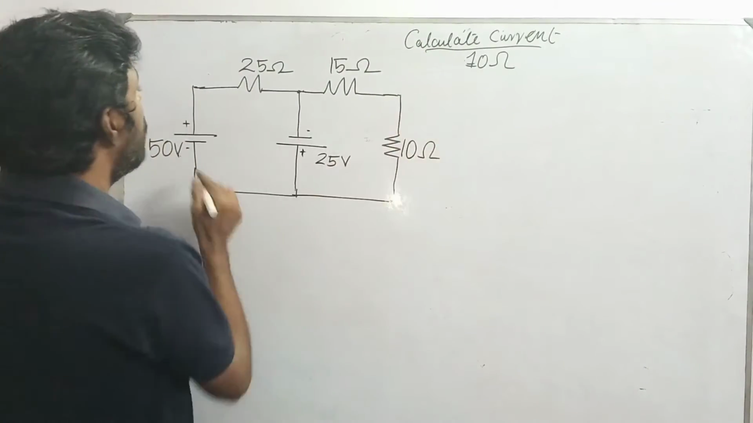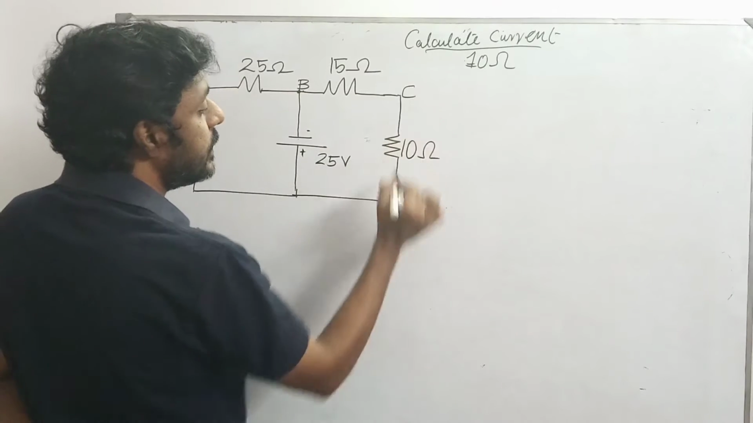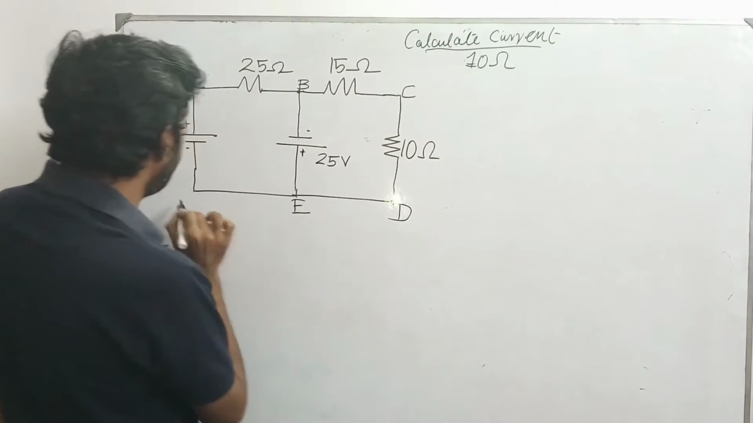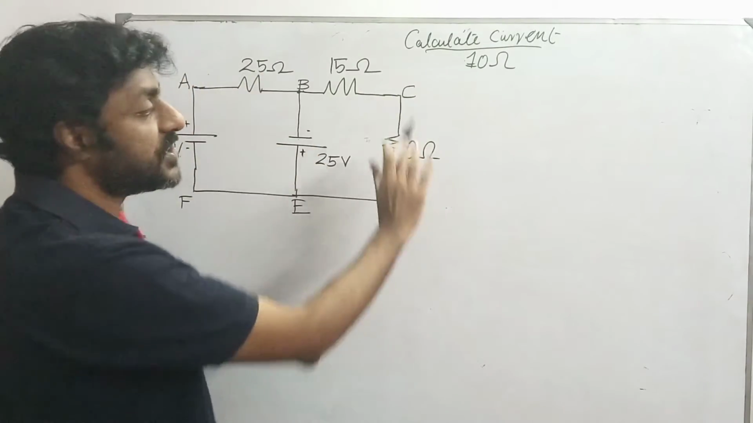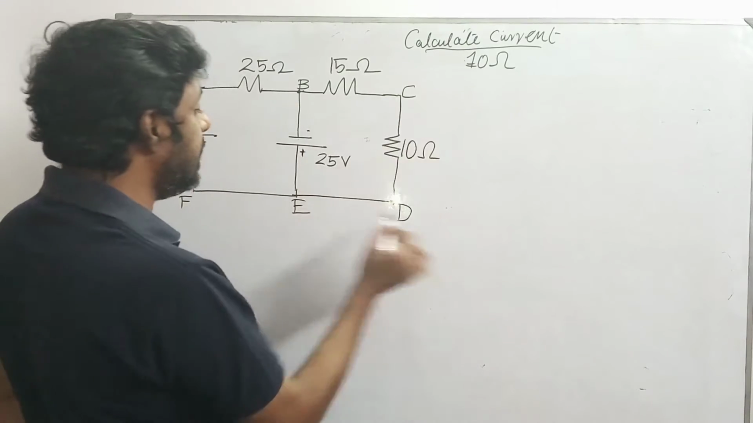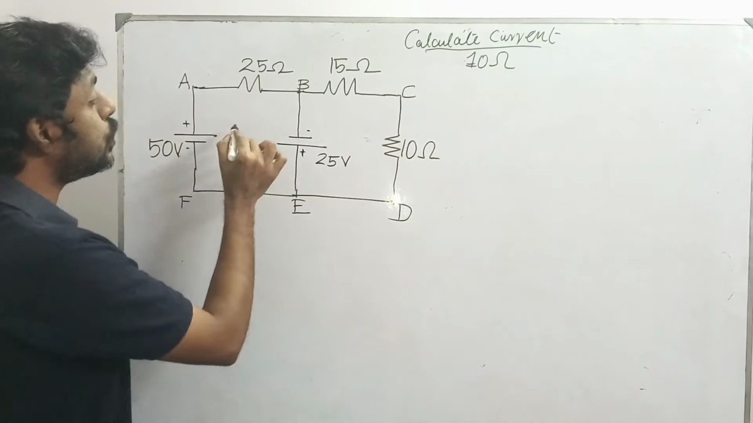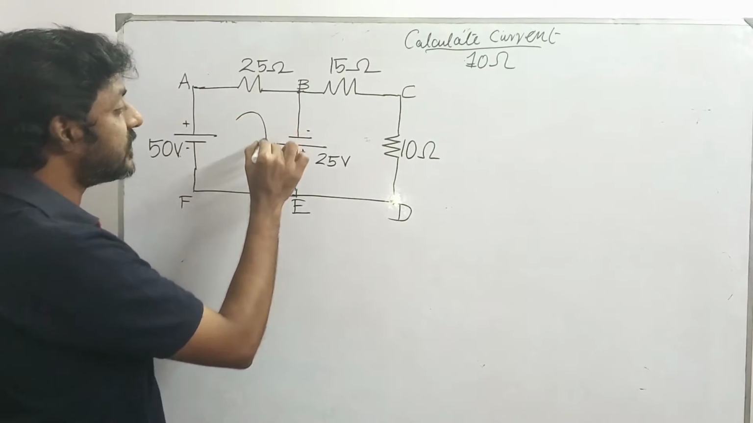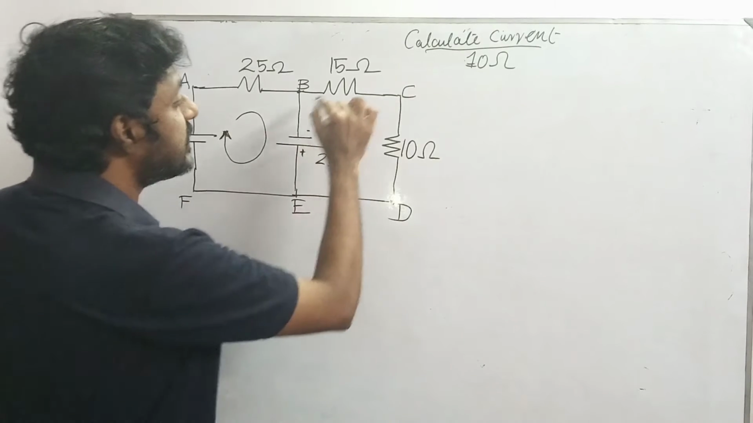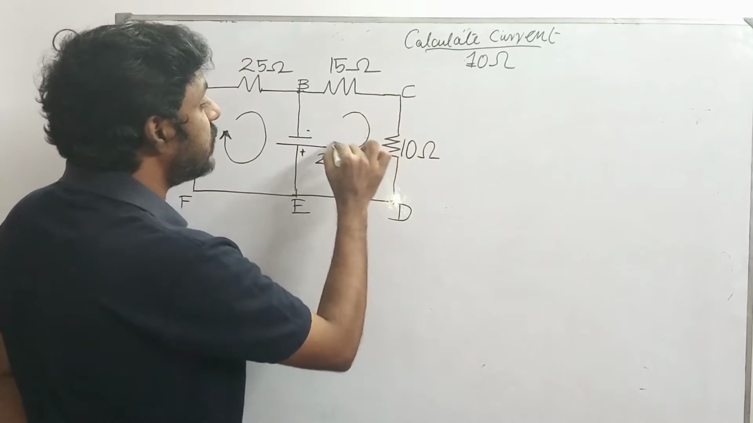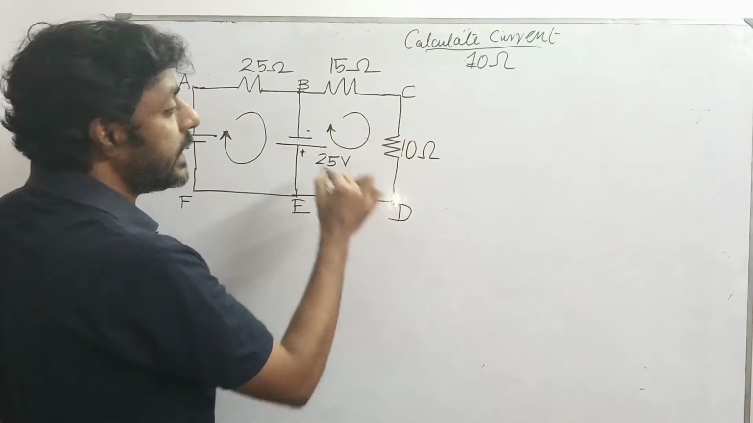Before starting, the first thing you need to do is mark the corners A, B, C, D, E and F. So this is the first step. Once the circuit under consideration is given to you, you need to mark the corners as A, B, C, D, E and F. Now you need to mark the direction of travel. Let us assume the direction of travel will always be clockwise. Similarly, in this loop, the direction of travel will also be clockwise. This is how the direction of travel moves, in the clockwise direction.